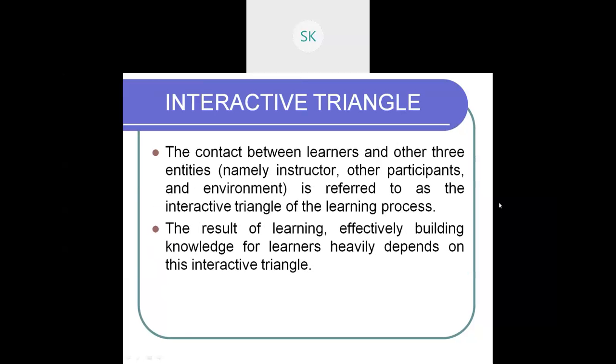That is the instructor, other participants, and the environment. If you take it as a triangle, in the middle of the triangle there is a learner. But in e-learning, what is the most important thing? It is how the learner interacts with the instructor, other participants, and the environment. That is also helpful and very good for him.